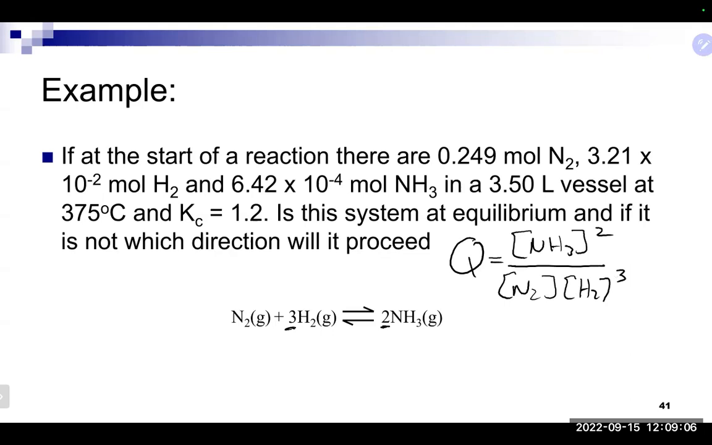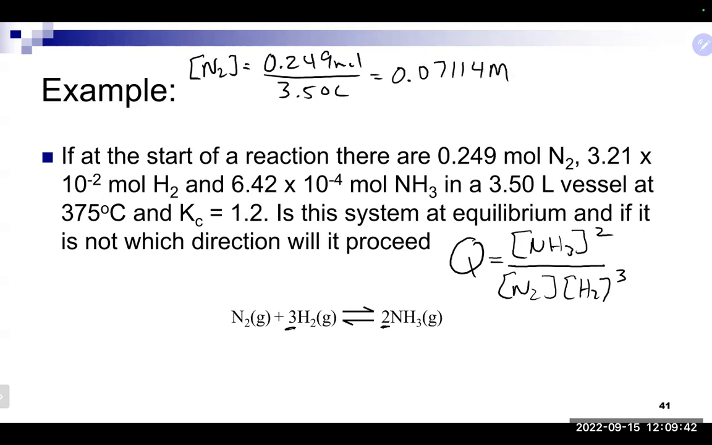So in order to put everything in there, since those brackets mean concentration and molarity, we do need to calculate the molarity of everybody. We'll start with the concentration of N2. That would be 0.249 moles divided by 3.50 liters, and that's going to get us 0.07114 molar.